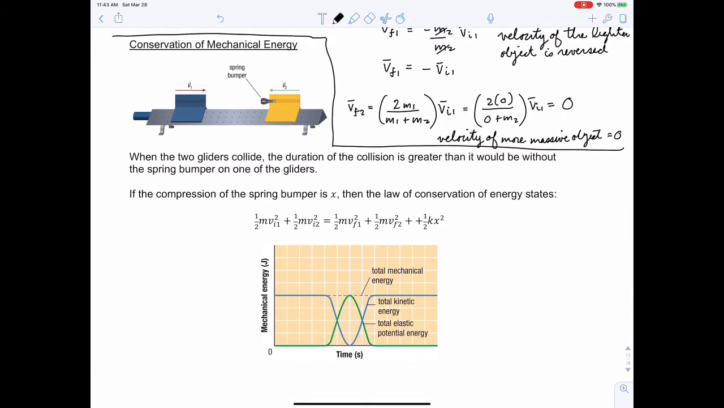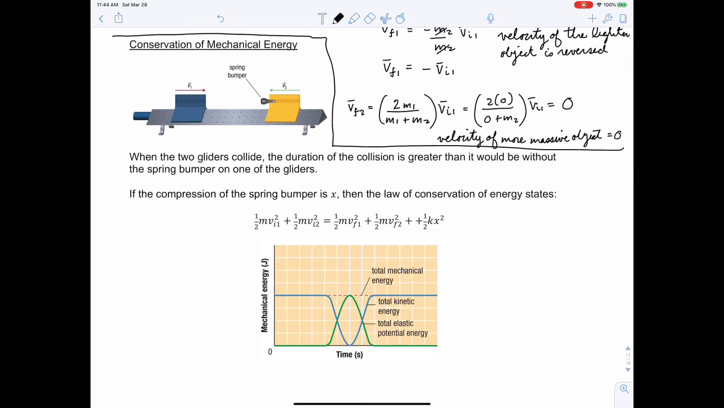Okay, let's take a look at this common experiment done in the conservation of mechanical energy. We have two gliders, a blue glider and a yellow glider. The blue glider is traveling to the right with a velocity of v1, and the yellow glider is traveling to the left with a velocity of v2. Now on the yellow glider, you will notice that there's a spring bumper. When these two collide, it will compress the spring bumper.